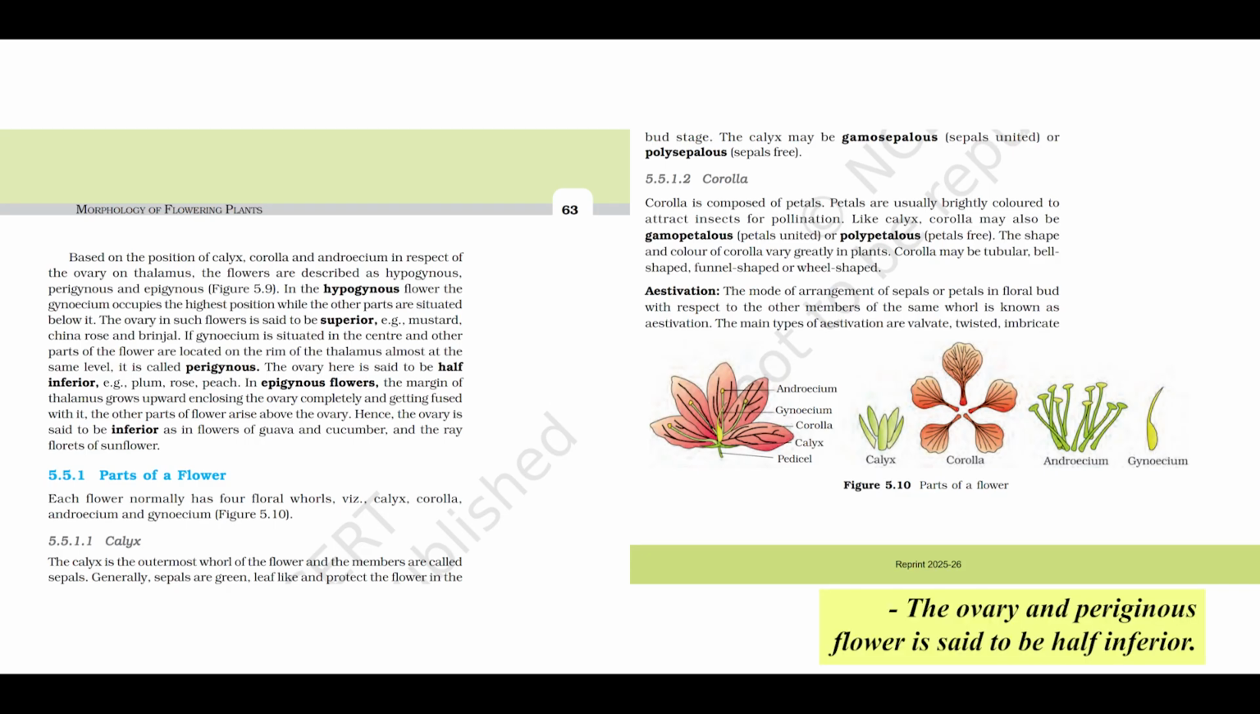Exactly. The ovary in a perigynous flower is said to be half inferior. Think of peri, meaning around. The other parts are around the ovary, forming a ring on the rim of the thalamus. Examples are plum, rose, and peach, as you can see in figure 5.9b and 5.9c.